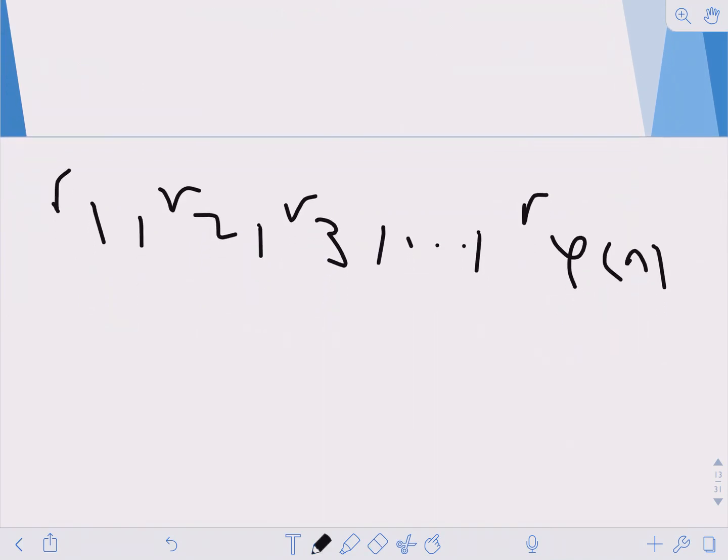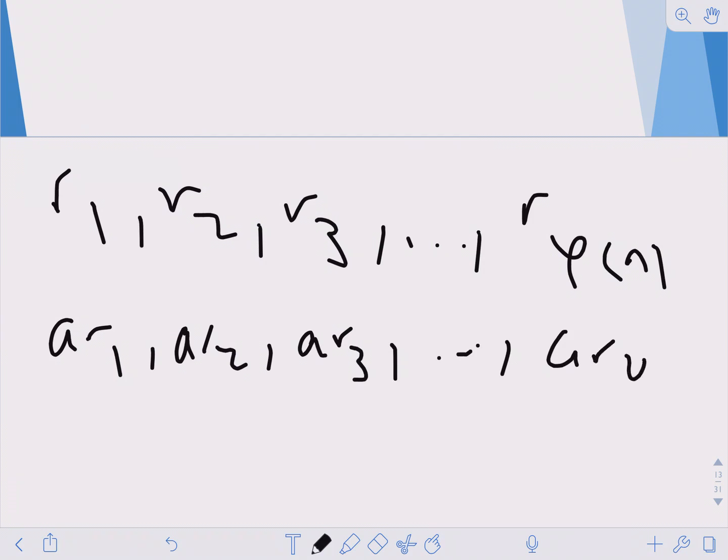All right, so all of these are relatively prime to n. So what we'll do is multiply all of them by a. So we get AR1, AR2, AR3, all the way up to AR of phi of n. Now consider each of these products. We know that the R term is relatively prime to n. We know A is relatively prime to n by hypothesis. So each of these terms has to be relatively prime to n.